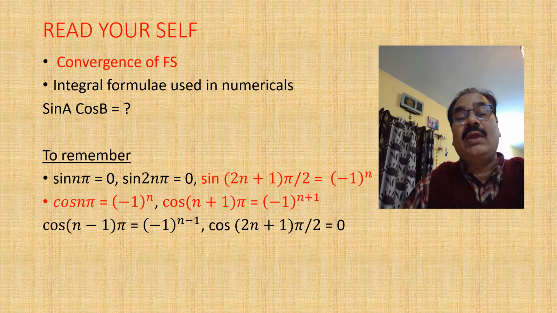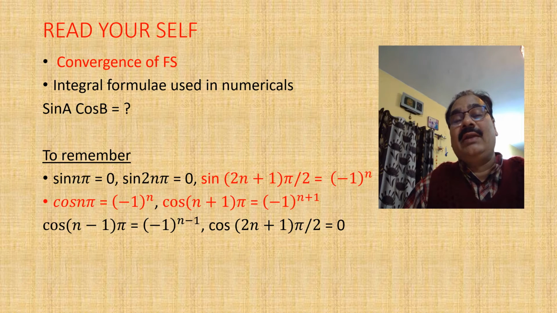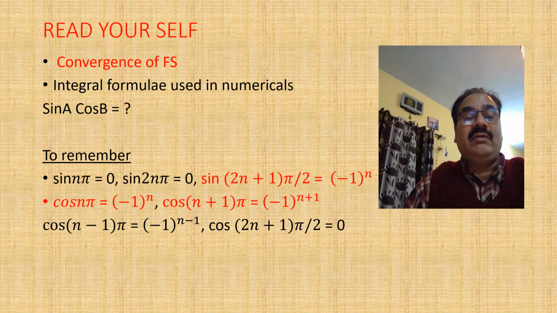It means sine (2n+1)π/2 is (-1)^n, you can write, and this will depend upon n. If n is odd, then the value is negative, and if n is even, then the value is positive. Similarly, cos nπ is also (-1)^n, and it will be plus or minus 1 if n is even and odd respectively.